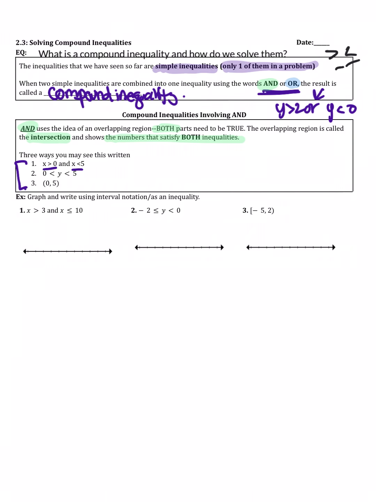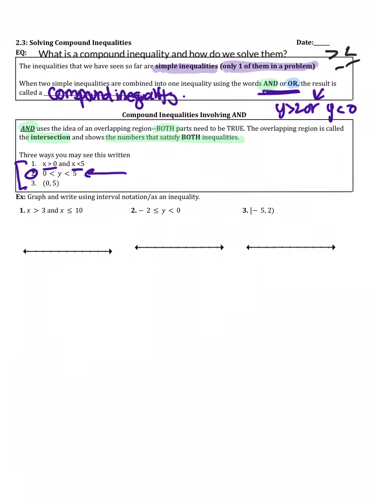Another way you might see this is written with two inequality symbols, two less than symbols, as we can see right here. So this inequality in number 2 would read: 0 is less than y is less than 5. Or if we wanted to translate that into English, which is a little easier to understand, y is a number between 0 and 5.